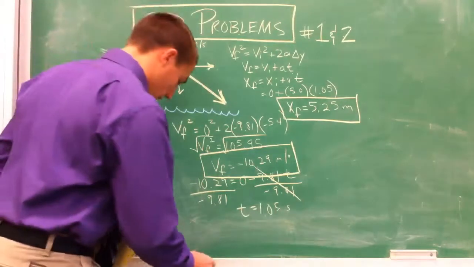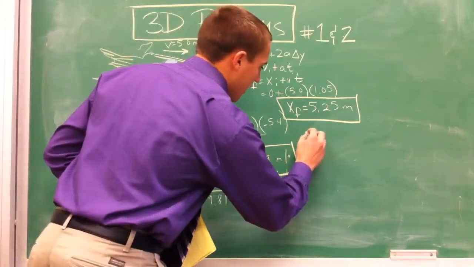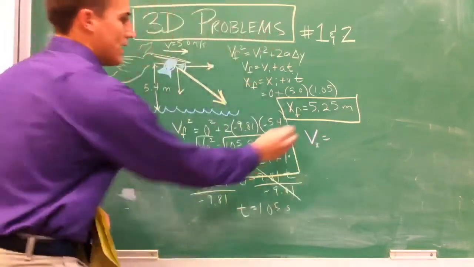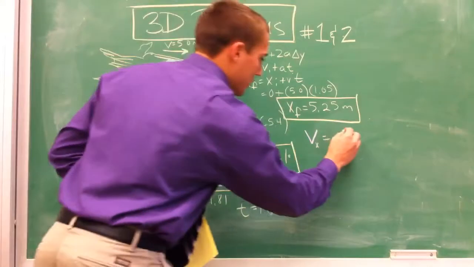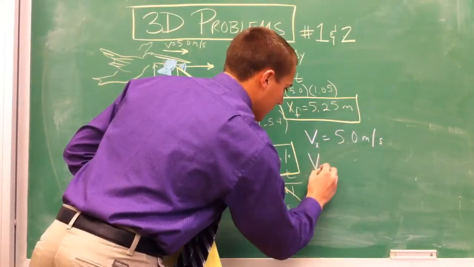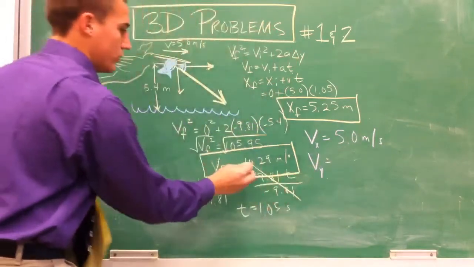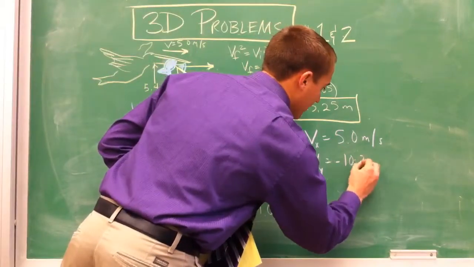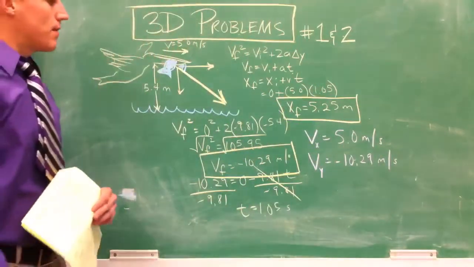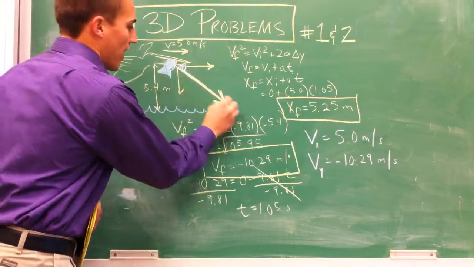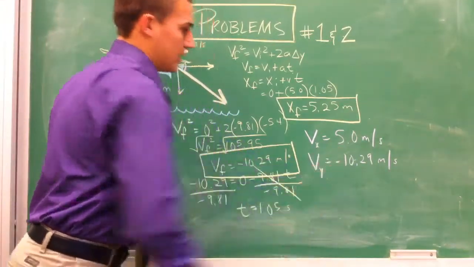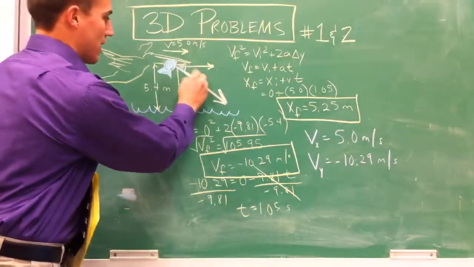So let's write them in a different way. Let's say final velocity sub x would be equal to 5.0 meters per second, and final velocity sub y would be equal to negative 10.29 meters per second. And the problem doesn't ask for it, but if we wanted to solve for the final velocity, we could just use Pythag. 5 squared plus negative 10.29 squared would equal this magnitude squared.